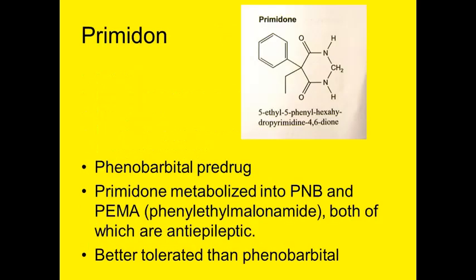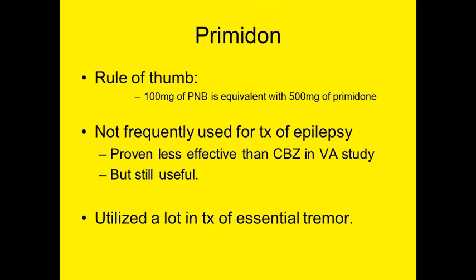Primidone is a phenobarbital prodrug. Primidone is metabolized into phenobarbital and phenylethylmalonamide, both of which are anti-epileptic. For this metabolic profile, it is better tolerated than phenobarbital. Primidone is converted from phenobarbital; the rule of thumb is that 100 mg of phenobarbital is equivalent to 500 mg of primidone.